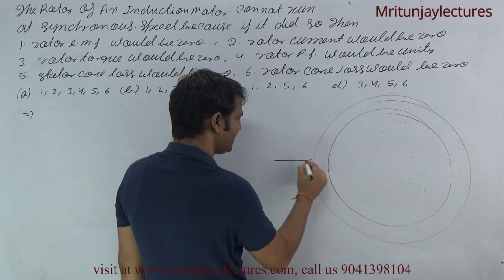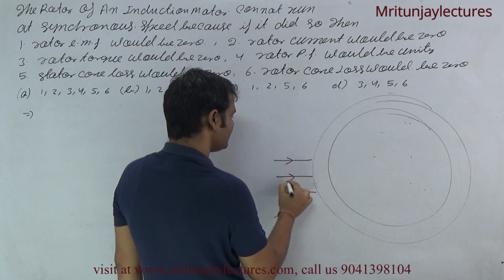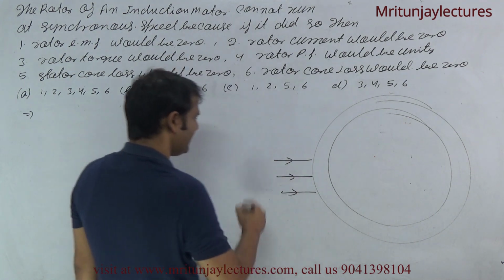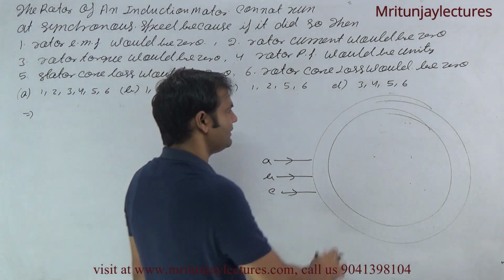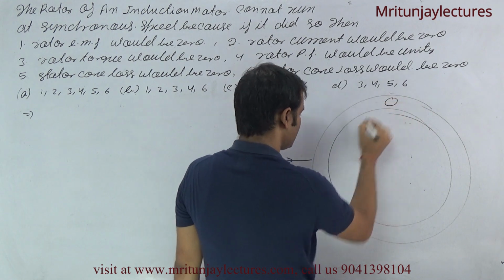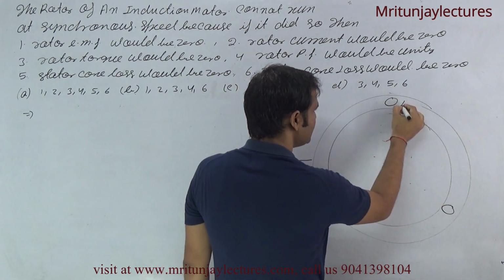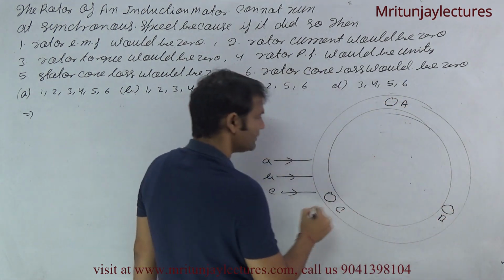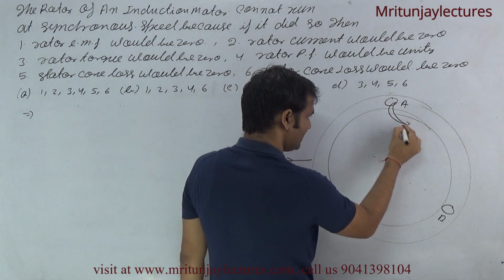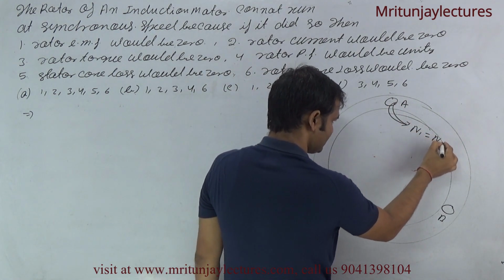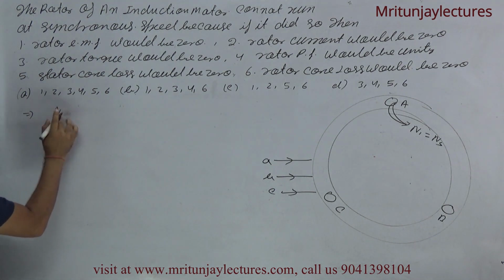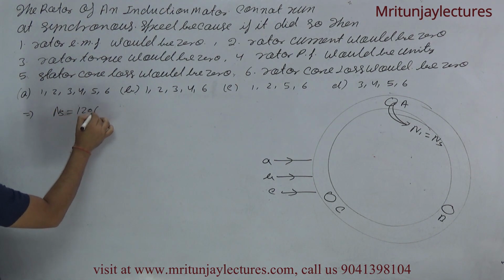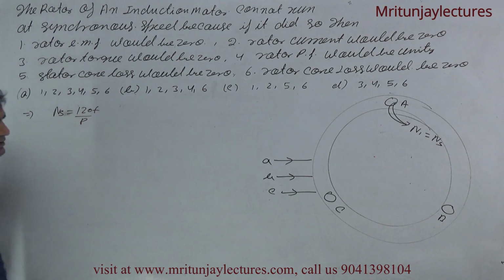If a three-phase supply is given to the stator with sequence ABC, or you can say positive sequence, then what about the stator? That is A, B and C. The stator magnetic field with respect to stator winding is NS. NS is written as 120 F by P. Clear? That is the synchronous speed.